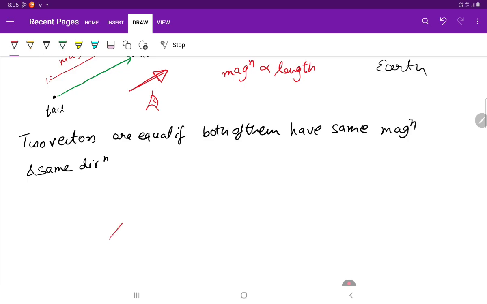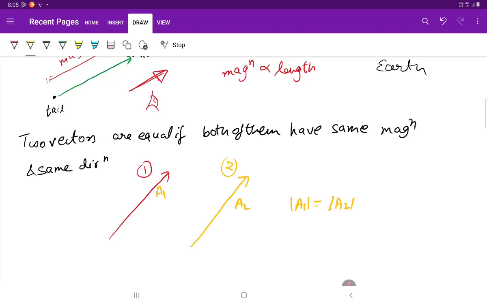Now assume this is the first vector, vector 1, and this is the second vector I'm marking by yellow, vector 2. Let us represent their magnitudes by a1 and a2. If mod a1 is equal to mod a2, then we can say both of them have same magnitude. And since I have drawn them parallel, they are actually parallel to each other. This implies that they have same direction.